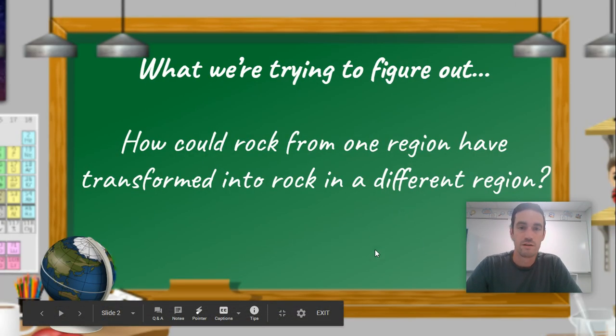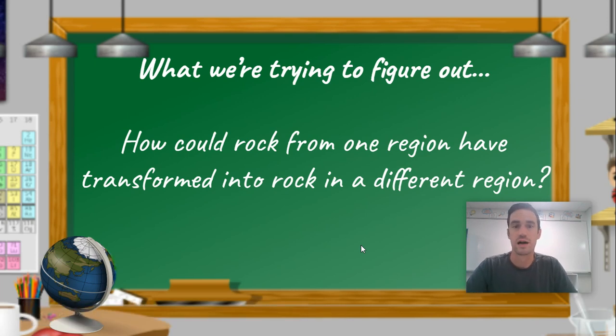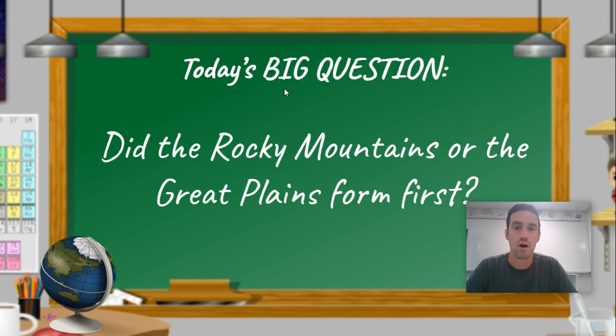So what we've been trying to figure out is how could rock from one region have transformed into rock in a different region? We know that the rocks in the Great Plains and the rocks in the Rocky Mountains are made of the same minerals. So at one point, they must have transformed from one region to another. We're still trying to figure out how that actually happened. And our big question today is which came first, the Rocky Mountains or the Great Plains? If we can figure out which one came first, then we can figure out how our rock transformed from one of those regions to the other.